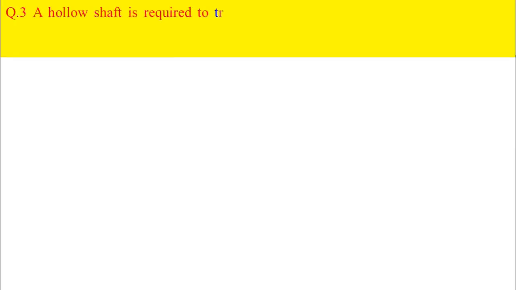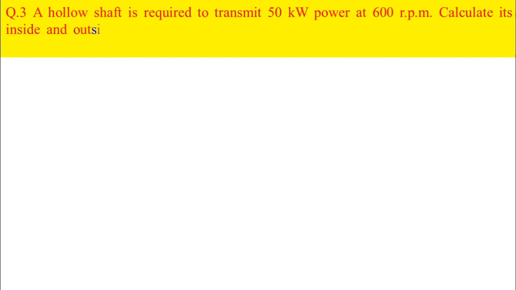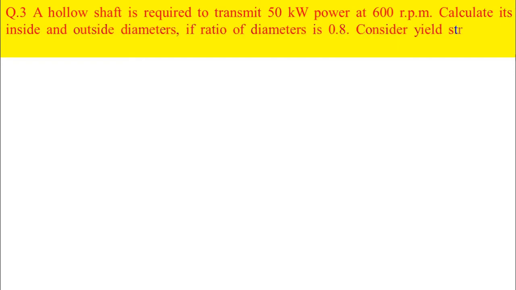Now we will see the third question. A hollow shaft is required to transmit 50 kilowatt power at 600 rpm. Calculate its inside and outside diameters if ratio of diameter is 0.8. Consider the yield strength of the shaft material as 380 Newton per mm square and factor of safety as 4.